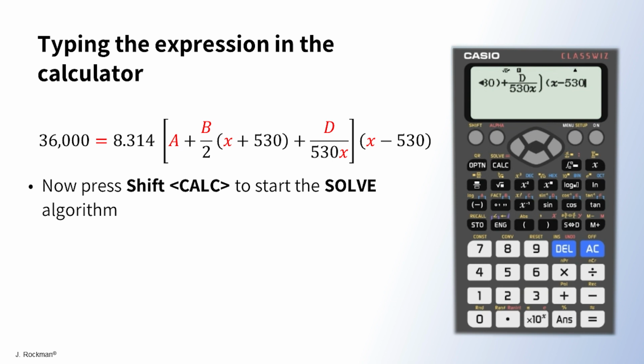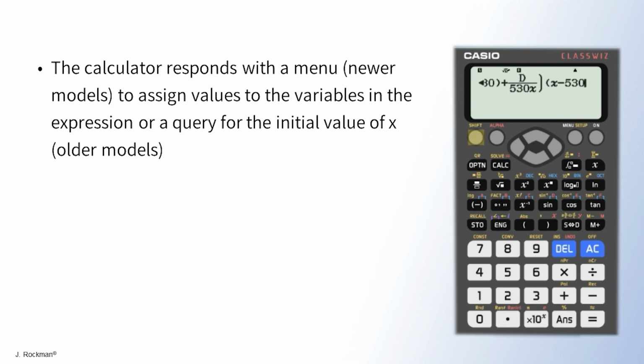The nice thing about using the solve function is that it doesn't matter how I arrange the equation. As long as I have the equals sign between two expressions, the calculator will use Newton's method to solve and obtain an equality between the two sides. Pressing the solve button, the shift calc combo, will start the solver, and the calculator gives a list of the constant values as well as an initial value for x.